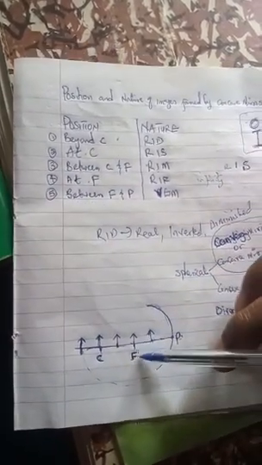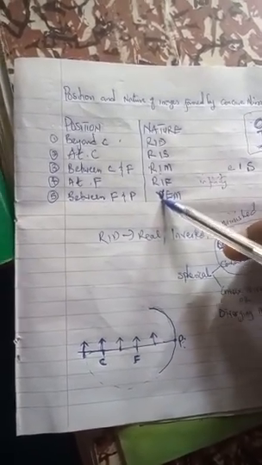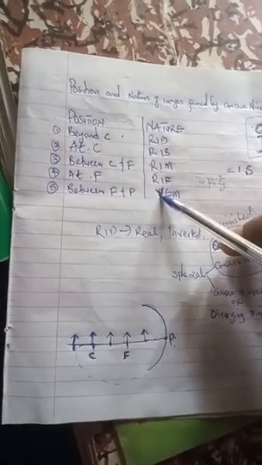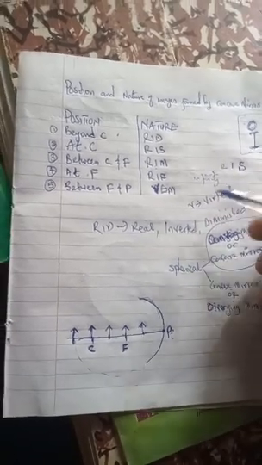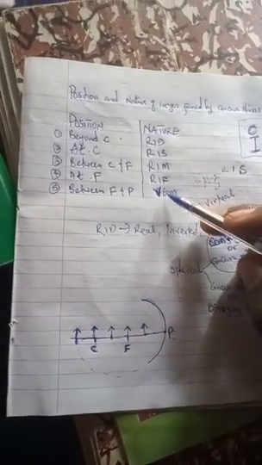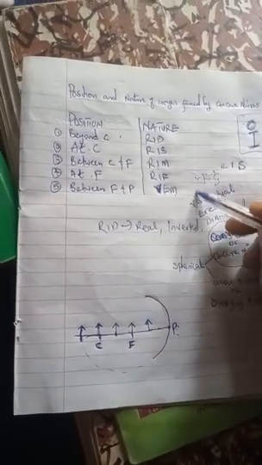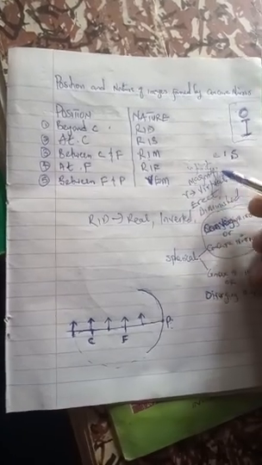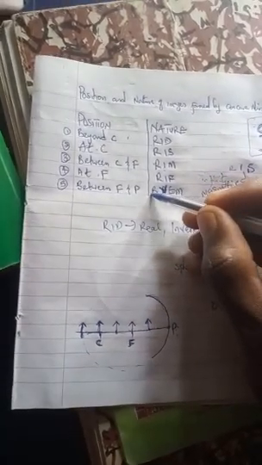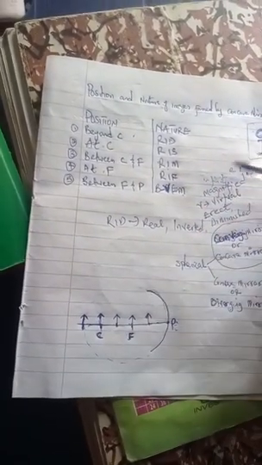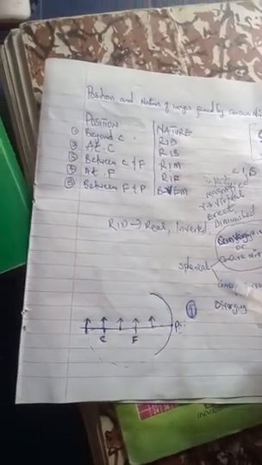When you position it between F and P, the image will be virtual. This V stands for virtual, that is, the image will not be real. E stands for erect, and M stands for magnified. The image will be magnified. The image will also be formed behind the mirror, just behind it, somewhere here.